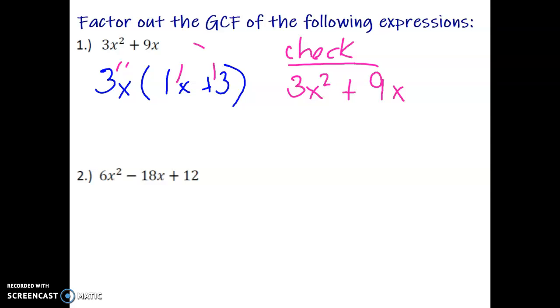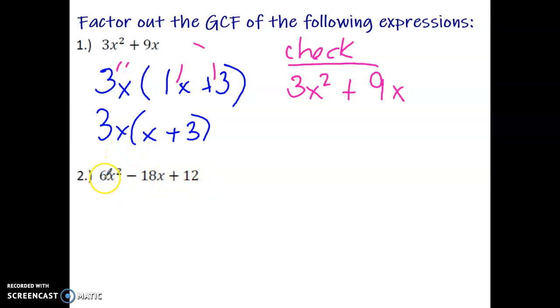3x parentheses 1x plus 3 is my factored form. Now, I don't have to write the 1 in front of that. I was just doing that to emphasize my division. The way you're likely to see this in a multiple choice sort of way is without the 1 there because it's understood. Okay, let's do the same thing with this one.